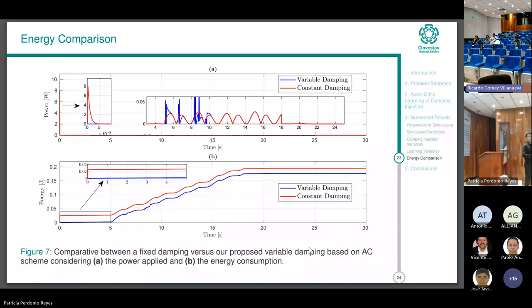We did a comparison of the energy, considering variable damping and constant damping. In particular, we obtained that when we apply a variable damping, the energy cost is reduced. It is because in the first part, K starts at zero, and for that reason the overshoot at the initial time is reduced. And for that reason, the total energy applied to the quadrotor is smaller using a variable damping than using a constant damping.